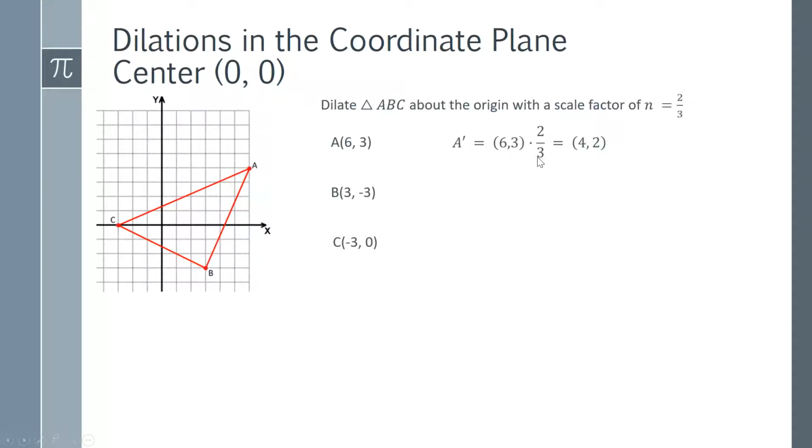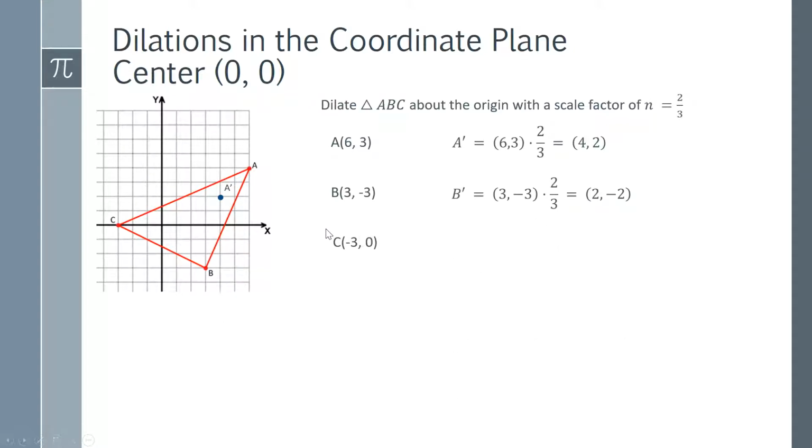Now how does this happen? Well, this is how I do this. 3 goes into 6 two times. 2 times 2 is 4. 3 goes into 3 one time. 1 times 2 is 2. So that's how I get the points when I do this. So that's our first point. Let's plot that. So there is 4, 2 right there. 1, 2, 3, 4, 1, 2. And that is A prime.